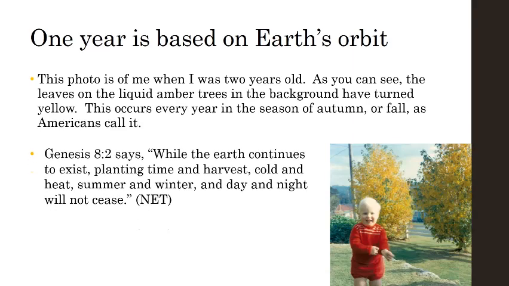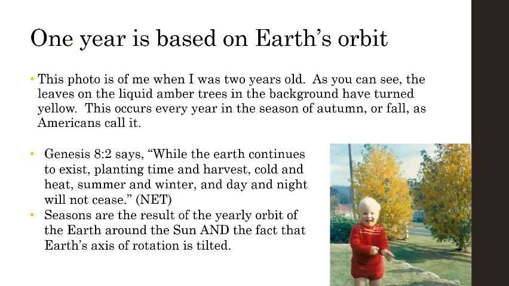In Genesis chapter 8, verse 2, it says, "While Earth continues to exist, planting time and harvest, cold and heat, summer and winter, and day and night will not cease." That's from the New English Translation. So seasons are the result of the yearly orbit of the Earth around the Sun and the fact that Earth's axis of rotation is tilted.